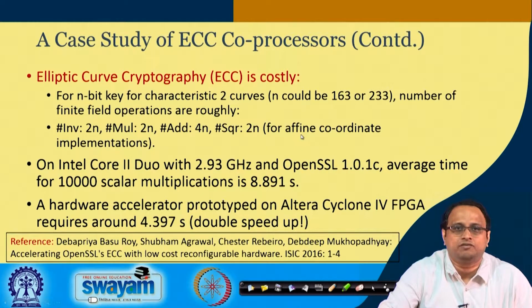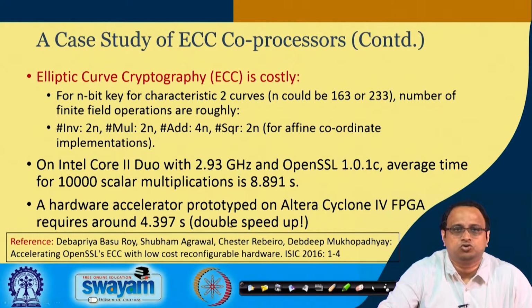Now, these are all done on affine coordinates, which means that the elliptic curve point is denoted in the usual xy coordinate system. If we take an Intel Core 2 Duo processor, which is an old system, at 2.93 gigahertz and an OpenSSL version of 1.01c, then the average time required for doing 10,000 scalar multiplications is something like 8.891 seconds.